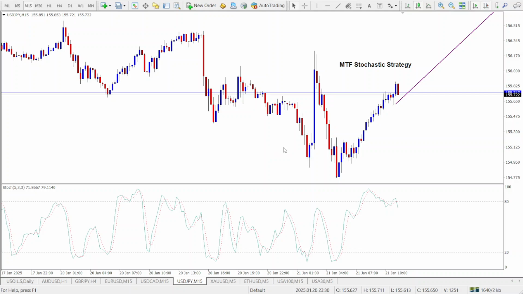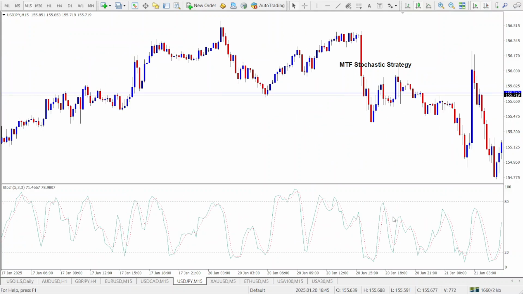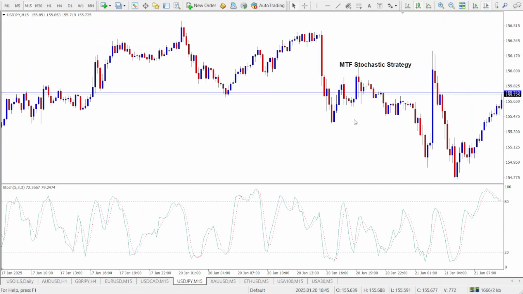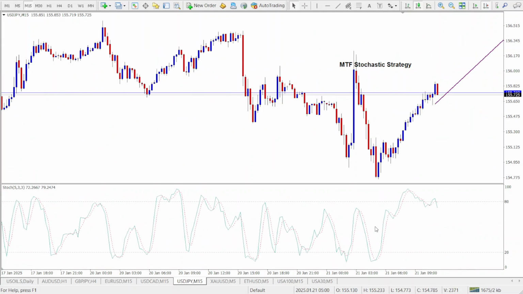Just picture this. You are trading the USD JPY pair on the 15-minute chart, and your stochastic oscillator is showing. Let's look for another example. Okay, let's just use this example around here. I'm just going to place this vertical line so that I can refer to that in the higher time frame.